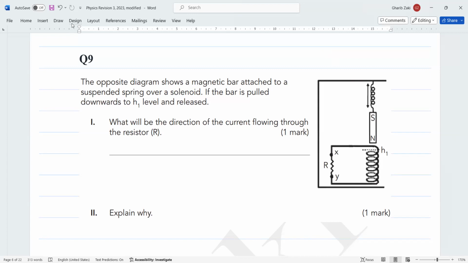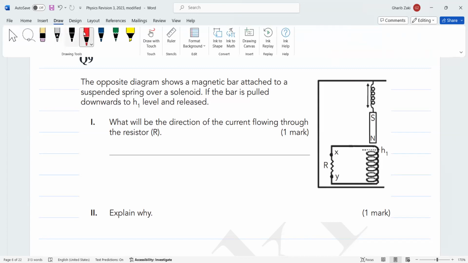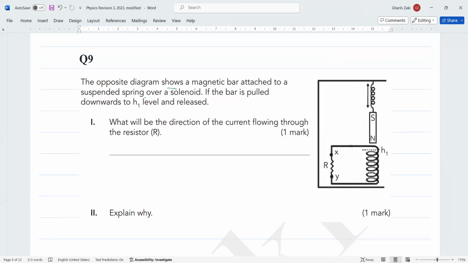Okay, let us explain this. I said the opposite diagram shows a magnetic bar attached to a suspended spring over a solenoid. If the bar is pulled downwards to height H1 level, it will be pulled down and released. Now it will move up. So the movement is up.